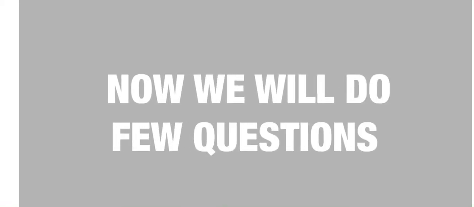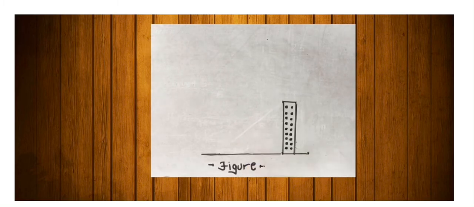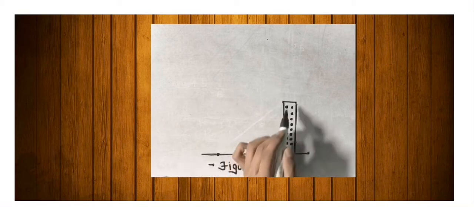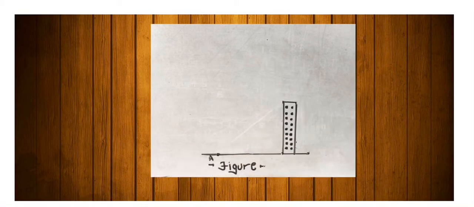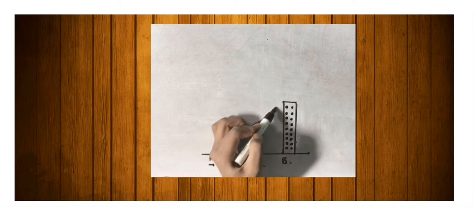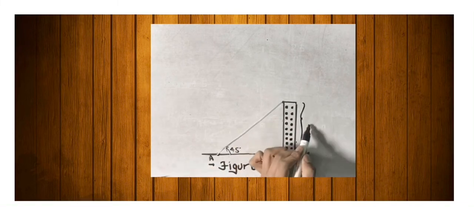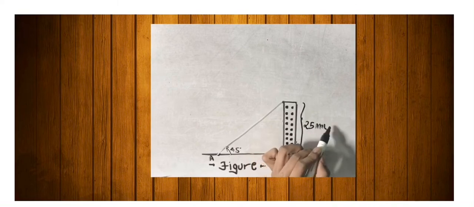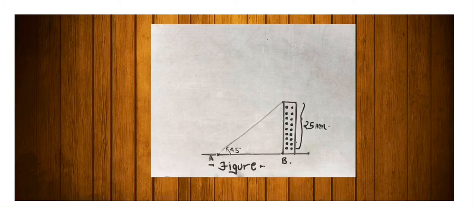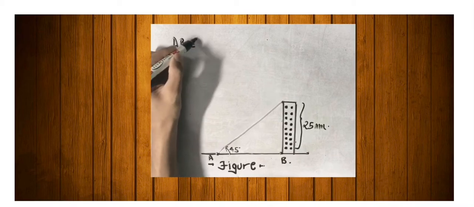Now we will do a few questions. So this is the figure. This is the ground surface and it is the tower. From this point, the top of the tower is observed. Let's say this point is A and the foot of the tower is B. It is given that when the top of the tower is observed from this point, the line of sight forms an angle of 45 degrees. It is also given that the height of the tower is 25 meters. We are required to find the distance between the point and the foot of the tower. We are required to find AB is equal to what?